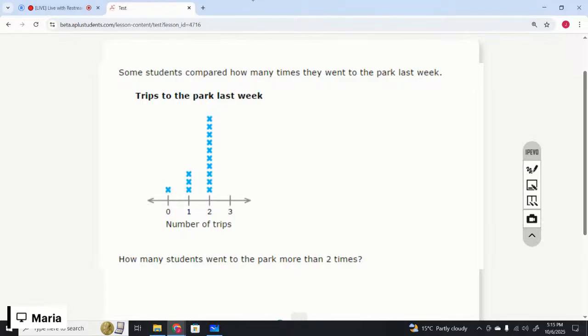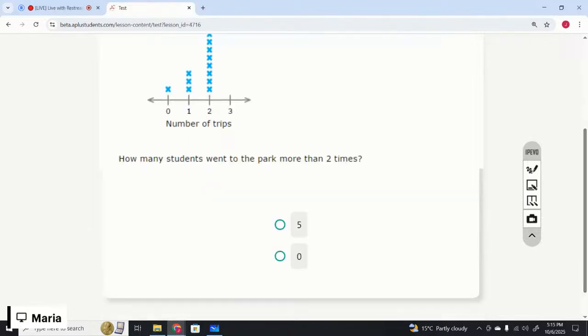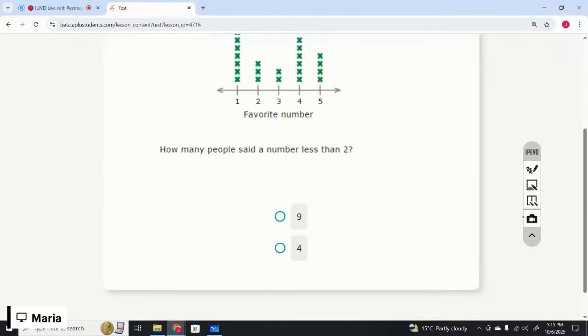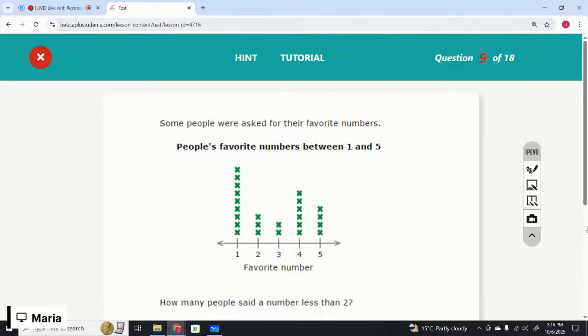Some students compared how many times they went to the park last week. How many students went to the park more than 2 times? So more than 2 we have 3. That is 0. Okay, you can complete the lesson by yourself later today. Let me just move on to the next lesson.